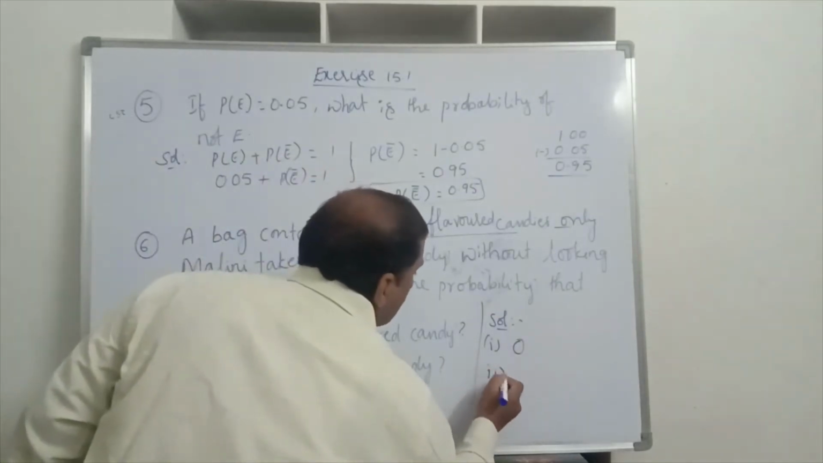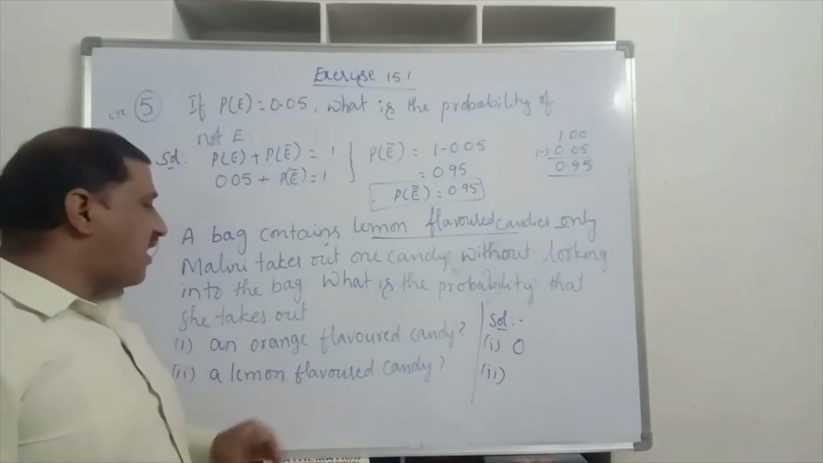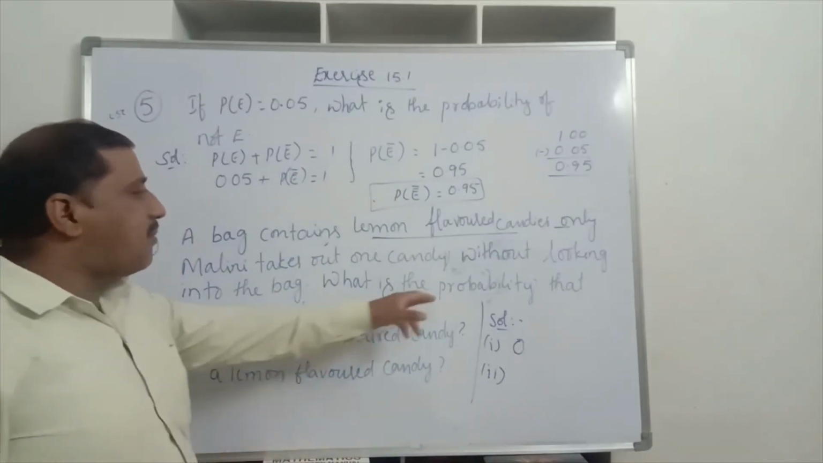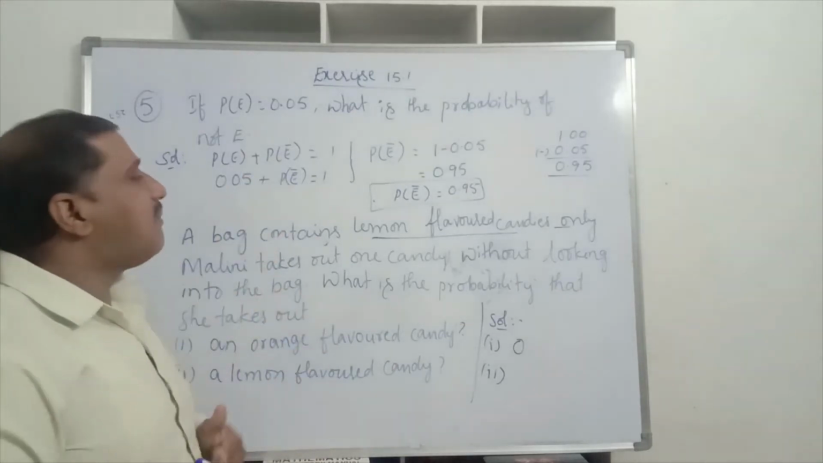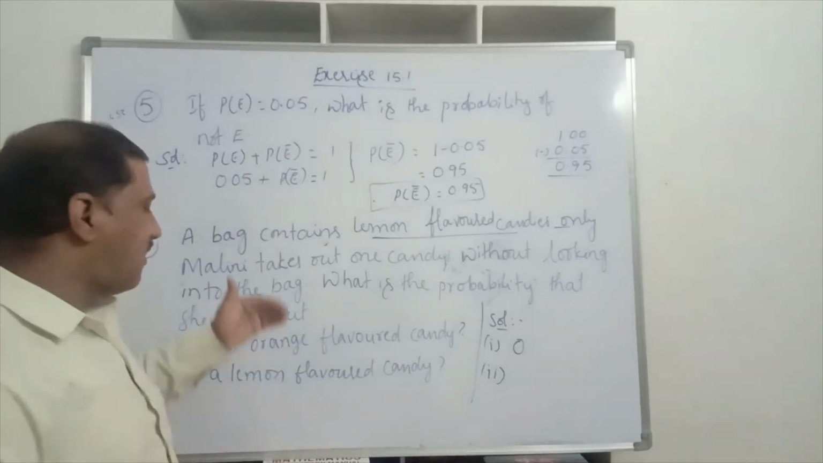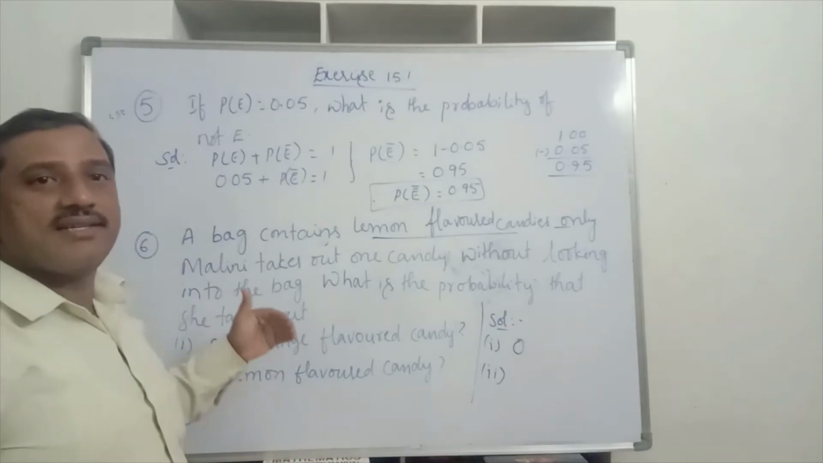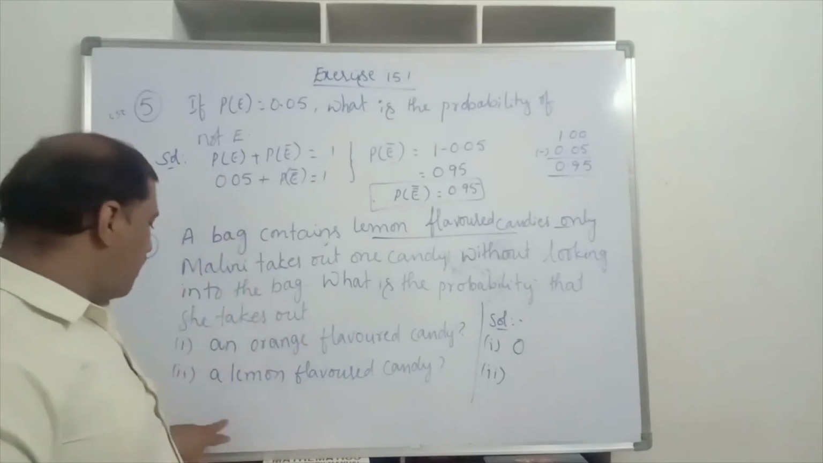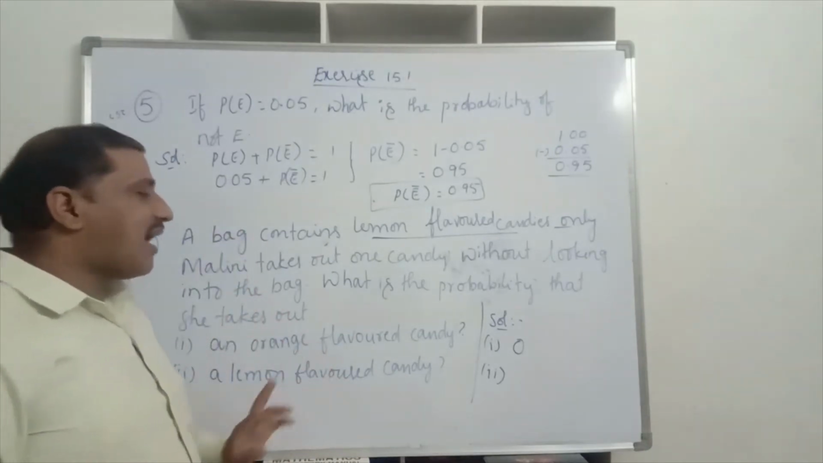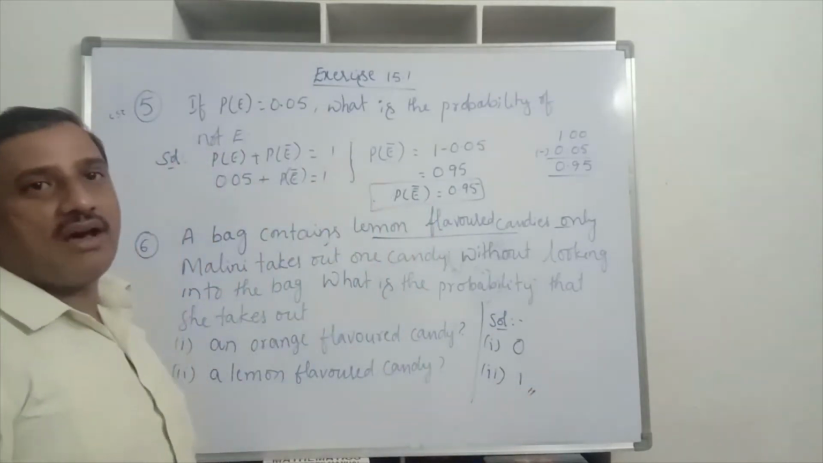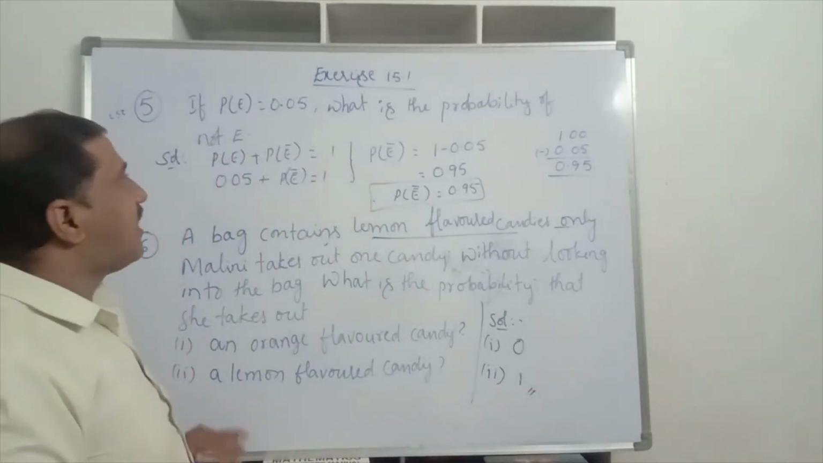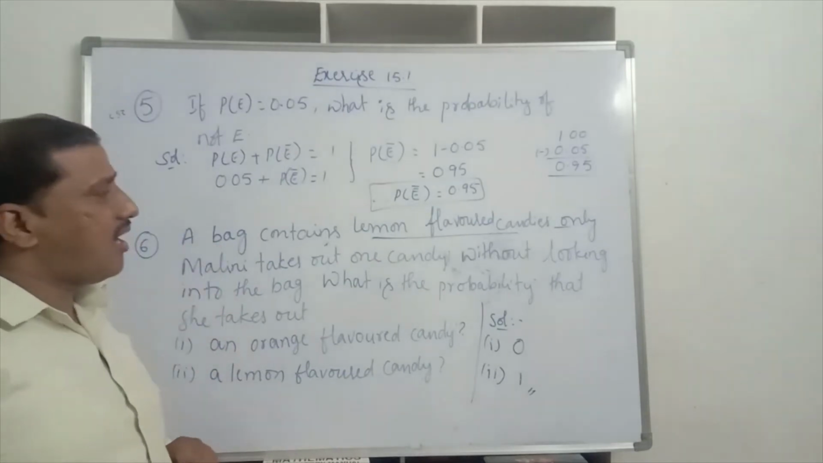Now, what is the probability that she takes out a lemon flavored candy? All the candies are lemon flavored. Therefore, it is a sure event, that is a certain event. Hence, the probability of a lemon flavored candy is 1, as it is a sure event or a certain event. Is it clear to you, children? Yes?